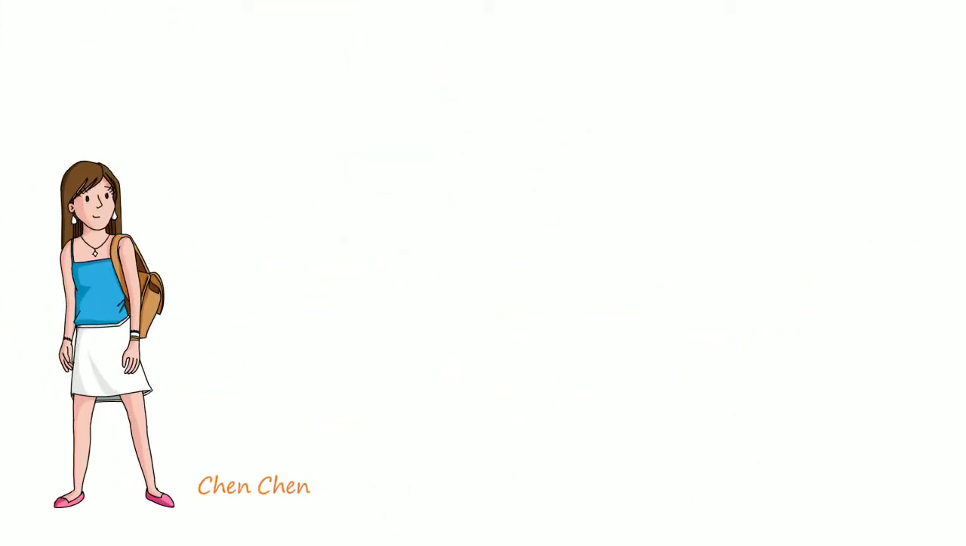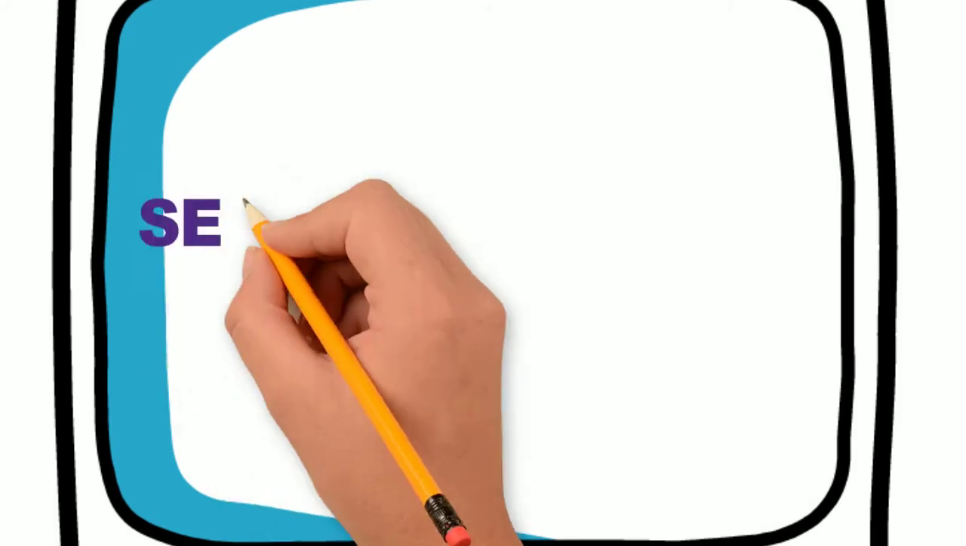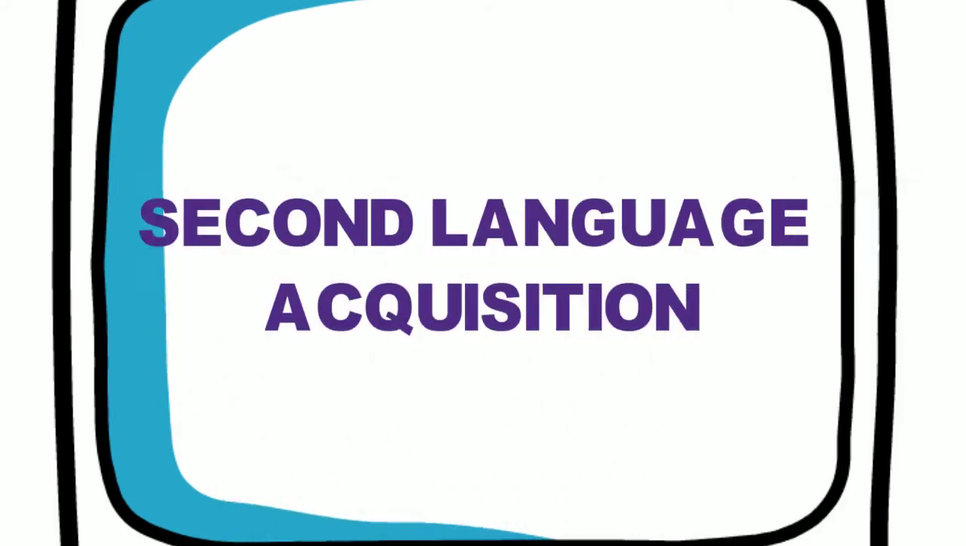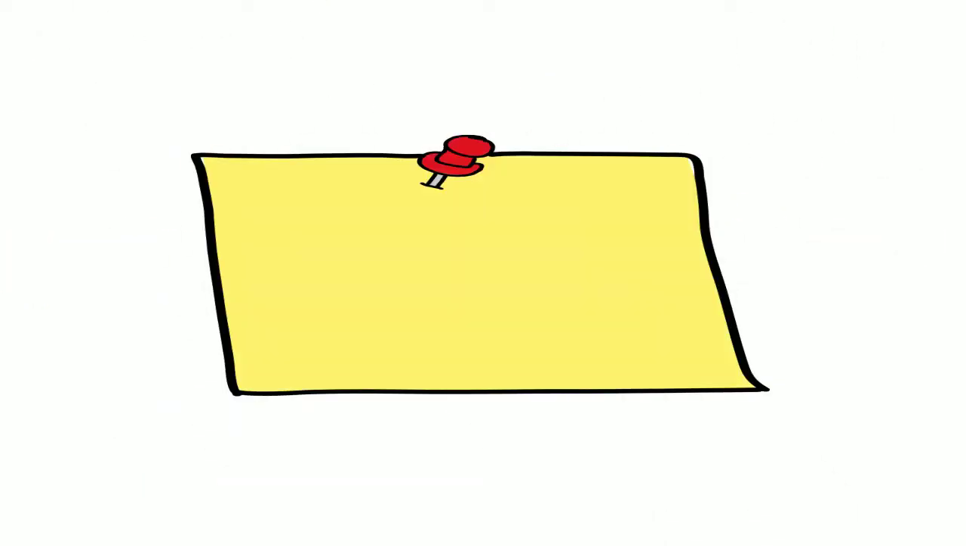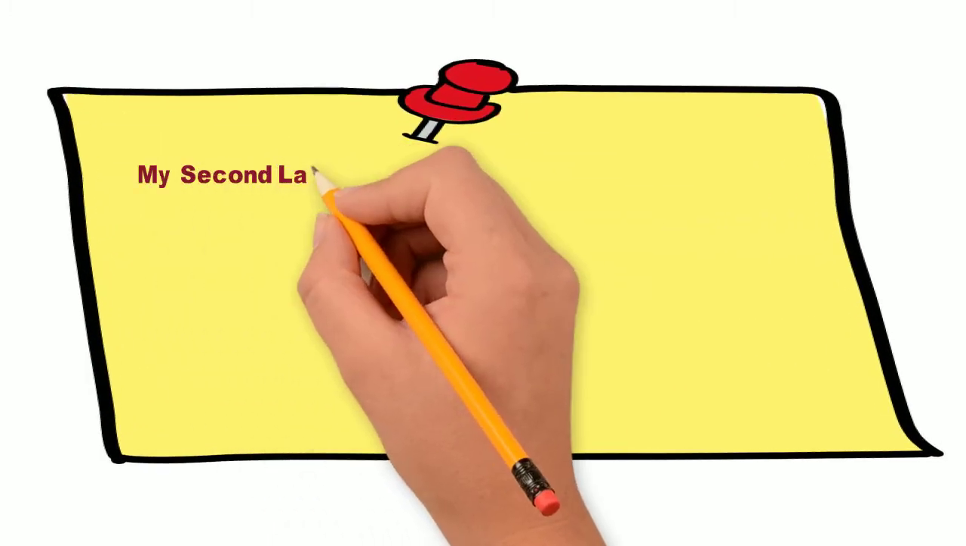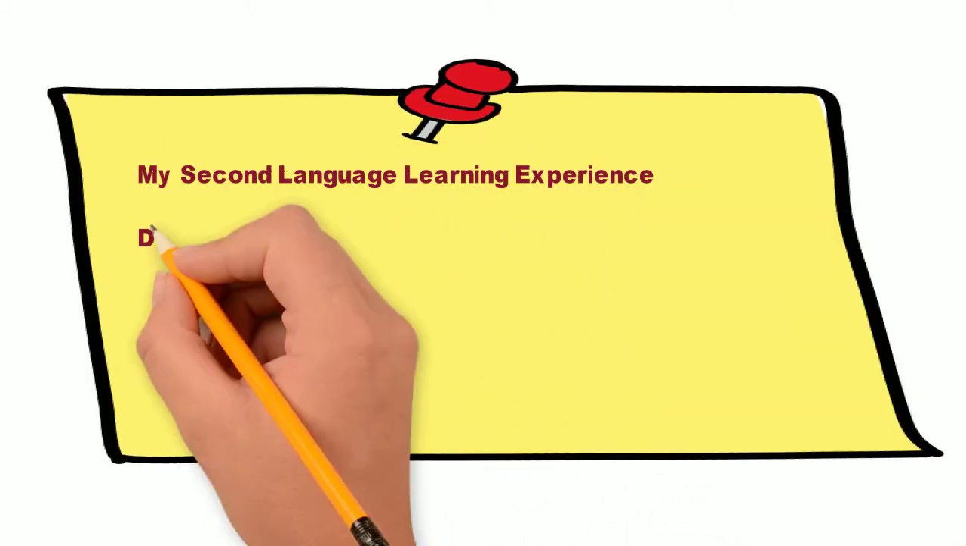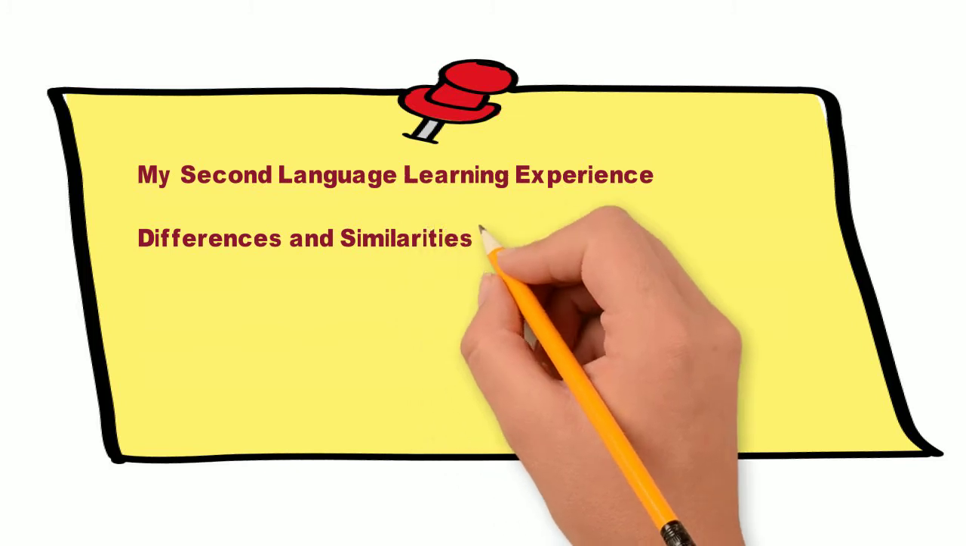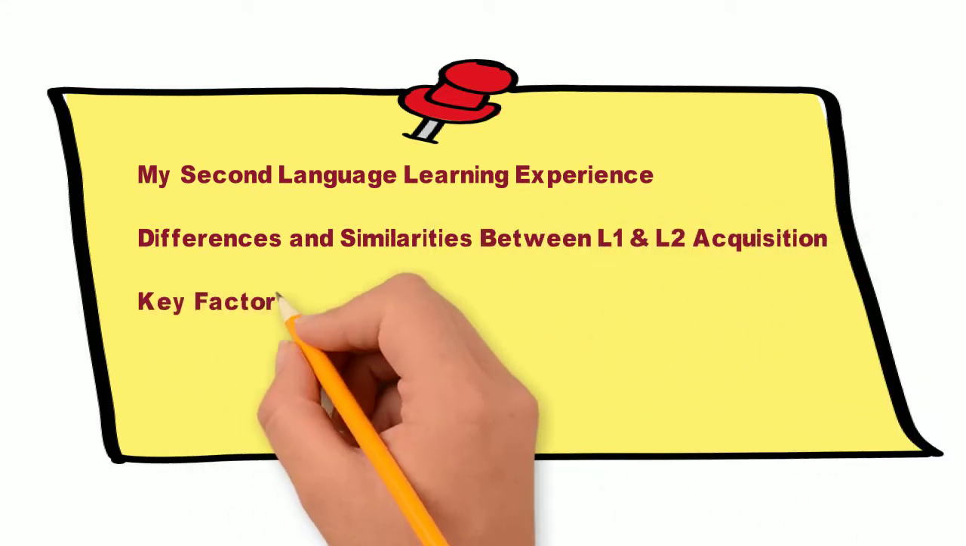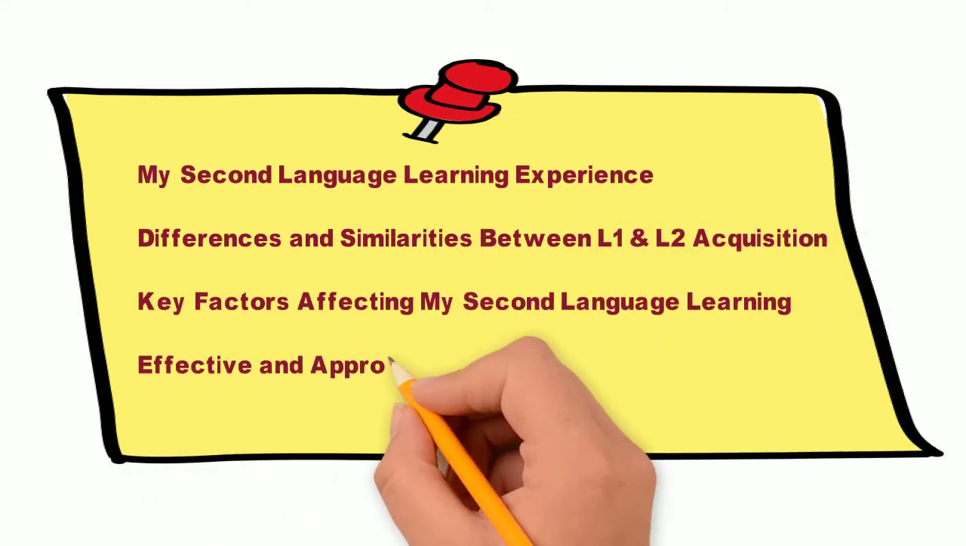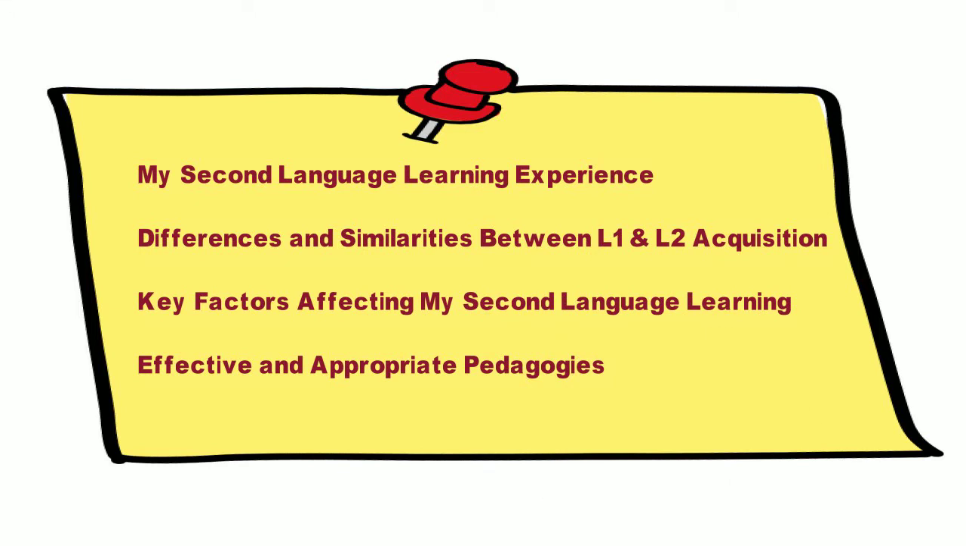In this video, I'm going to talk about second language acquisition from four different aspects. First, my second language learning experience. Second, differences and similarities between L1 and L2 acquisition. Then, key factors affecting my second language learning. And the last one is effective and appropriate pedagogies I would like to use in the future.